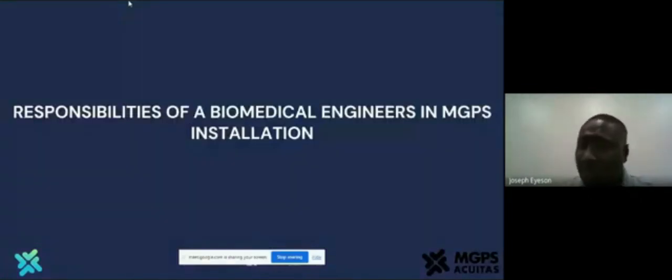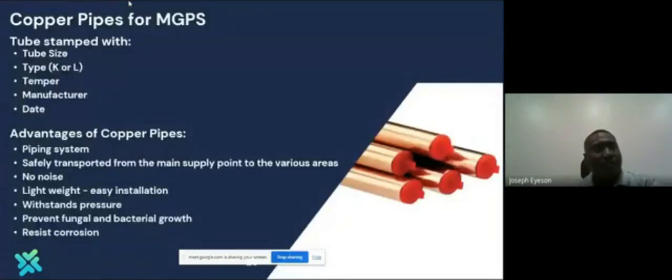What is the responsibility of a biomedical engineer when it comes to MGPS installation? It is very, very important as a biomedical engineer to know what your responsibilities are when it comes to the medical gas pipeline system. What do you need to know? What am I supposed to do in order to ensure that the piping is done right for the facility? First thing, when it comes to MGPS, the first thing that comes to mind is piping.